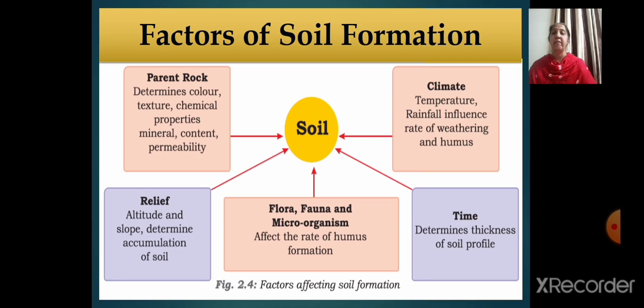Then the next is flora, fauna, and microorganisms, which affect the rate of humus formation. Then time determines the thickness of the soil profile. And the last is climate, that is, temperature and rainfall, which influence the rate of weathering and humus. So these all are the factors that affect soil formation.